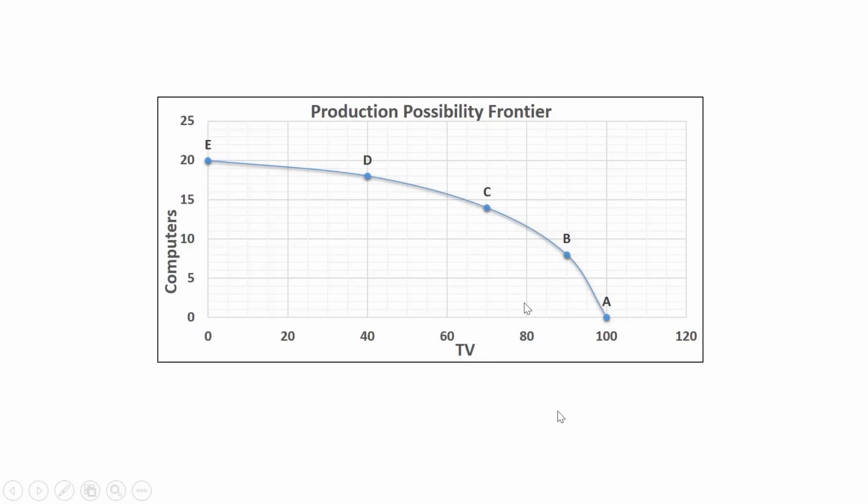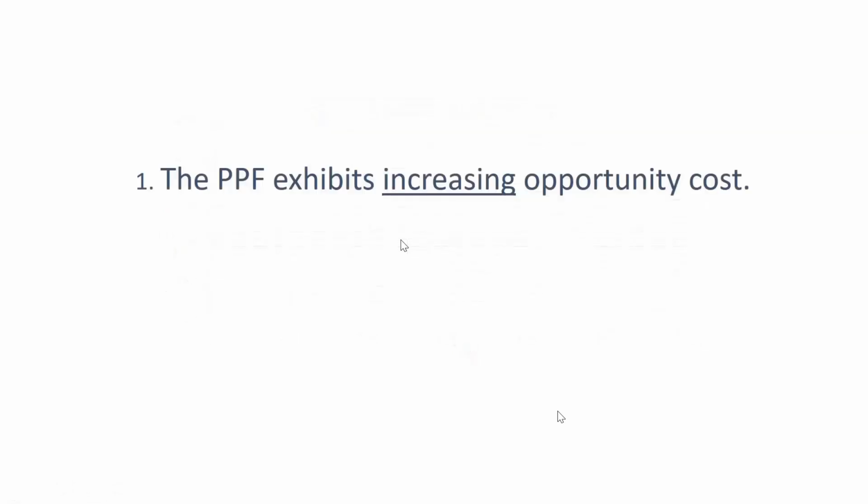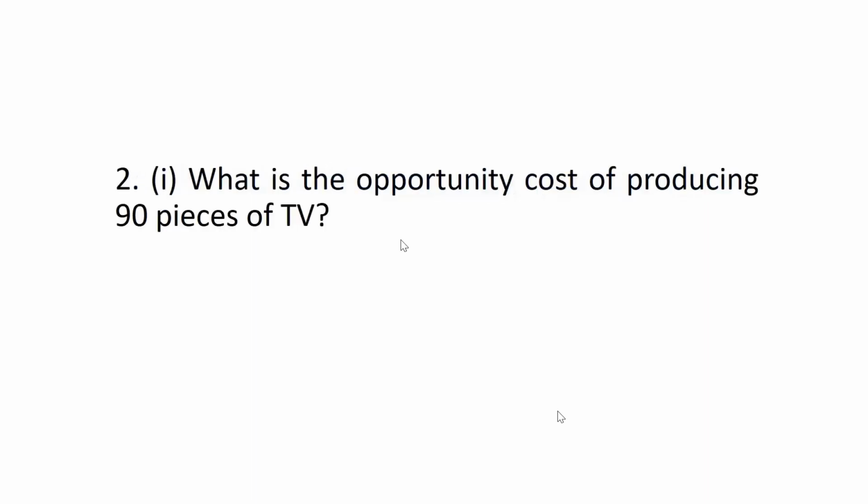The reverse is true. So the point that we have to keep in mind is that whenever the production possibility frontier is concave to the origin, so when you observe from the origin, you see that the curve is concave, it means that opportunity cost is increasing. So answer to question 1 is that the PPF exhibits increasing opportunity cost.